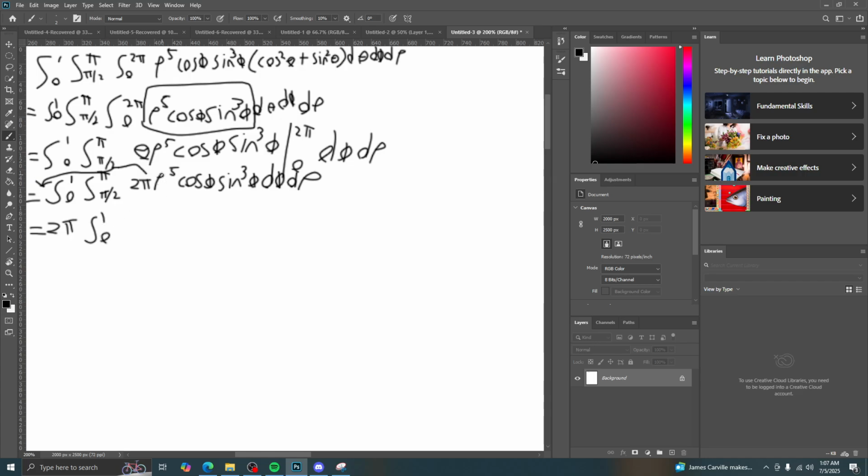And I'm going to move the rho to the 5th with its integral because I don't feel like having it in my theta integral. Not that you have to necessarily. You don't normally have to when you're moving a constant out, but it makes it more legible for me. And that's going to leave us with cosine phi sine cubed phi d phi d rho. Okay, this is a u-sub problem.